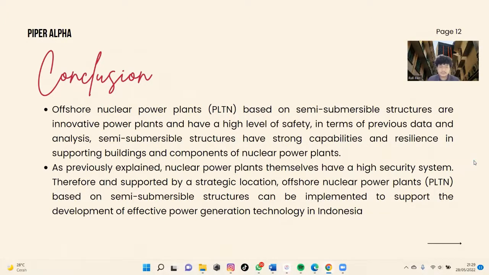For conclusion, here are two. The first is offshore nuclear power plants based on semi-submersible structure are innovative power plants and have a high level of safety. In terms of previous data and analysis, semi-submersible structures have strong capabilities and resilience in supporting buildings and components of nuclear power plants. The second one is, as previously explained, nuclear power plants themselves have a high security system. Therefore, and supported by a strategic location, offshore nuclear power plants based on semi-submersible structure can be implemented to support the development of effective power generation technology in Indonesia.